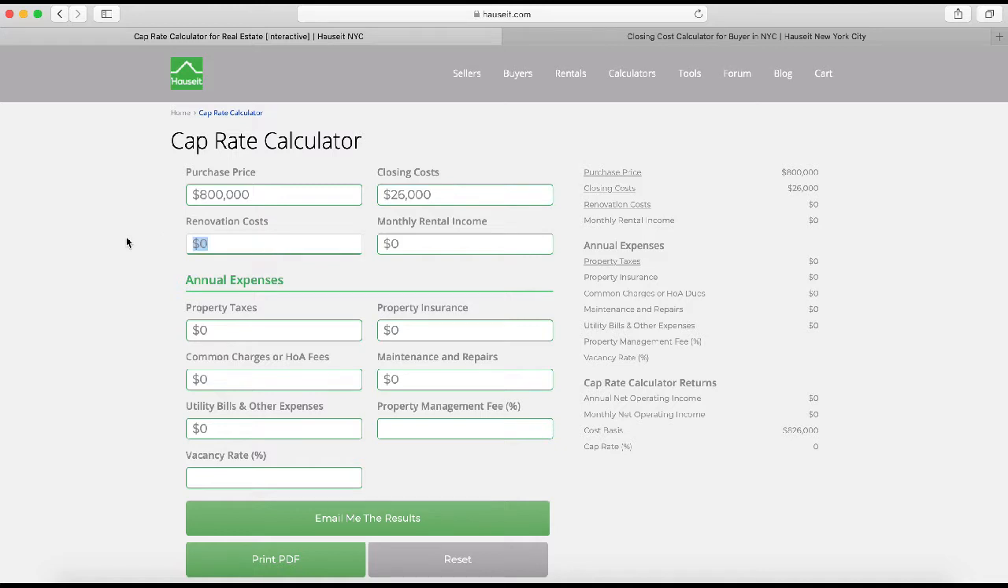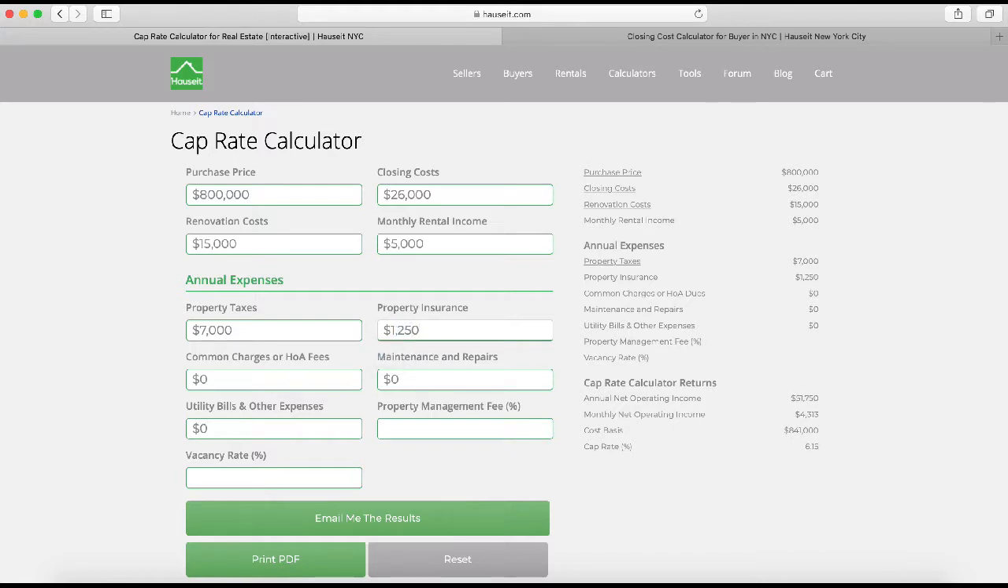Now for renovation costs, let's assume this apartment maybe needs a few touch-ups. How about a new floor and repainting? So let's say about 15,000. And then for monthly rental income, we can completely make this up. Let's go ahead and say it's 5,000, which for New York City would actually be very high for an $800,000 property. For annual expenses, property taxes, let's just plug in something like 7K. Property insurance is your HOA insurance. It's usually around 1,000 or 2,000 a year.